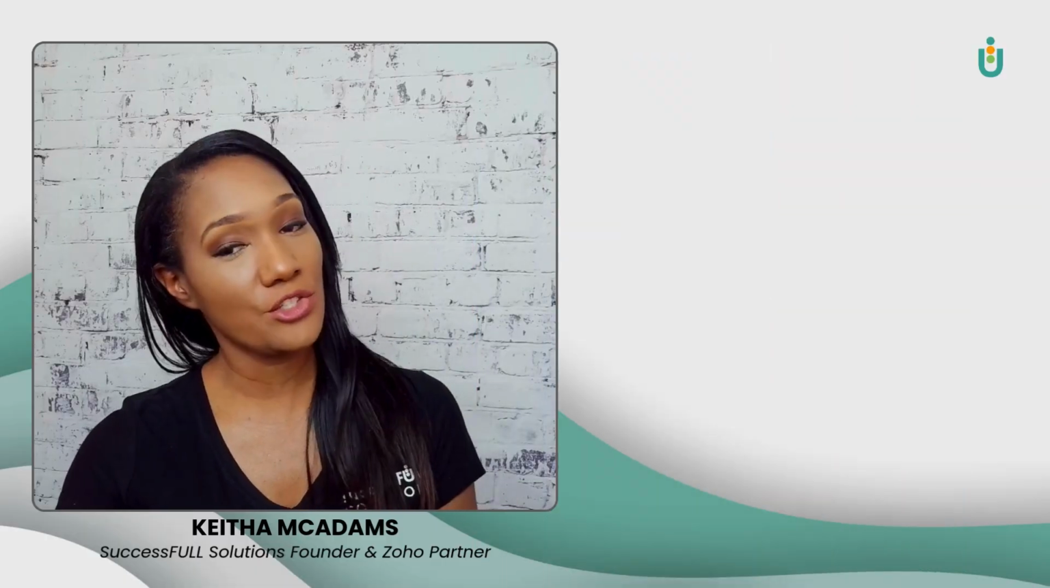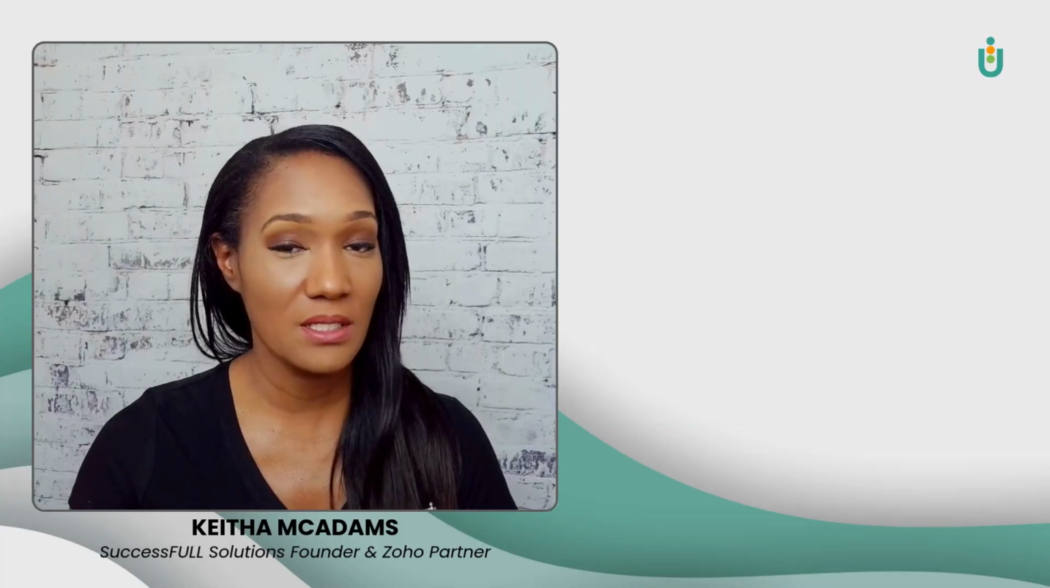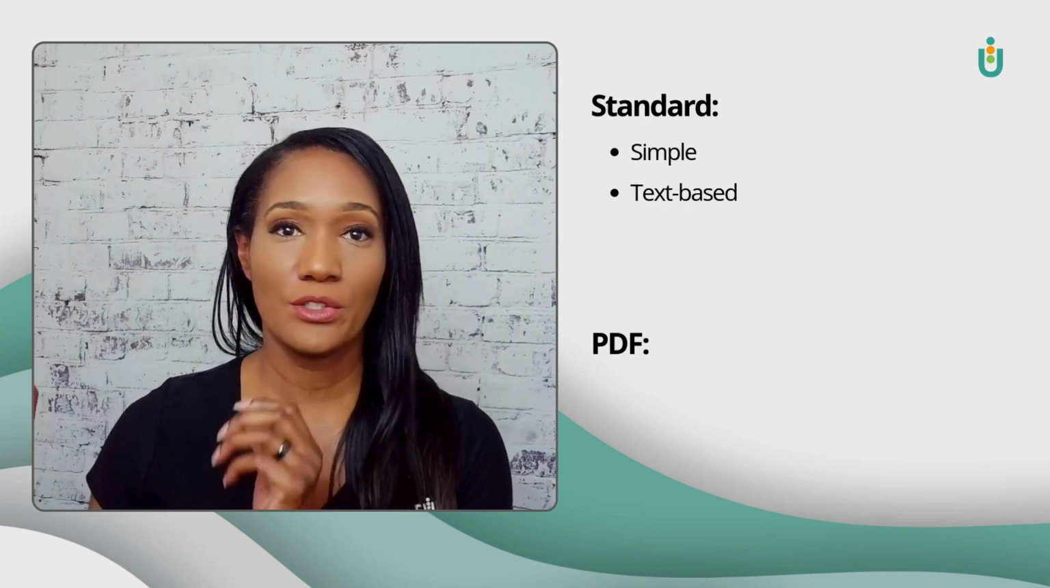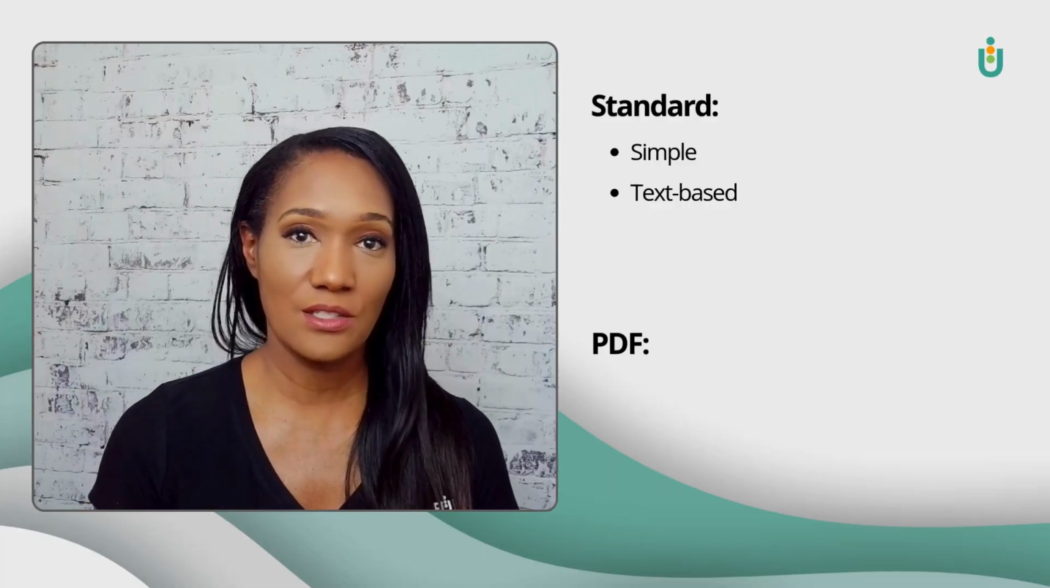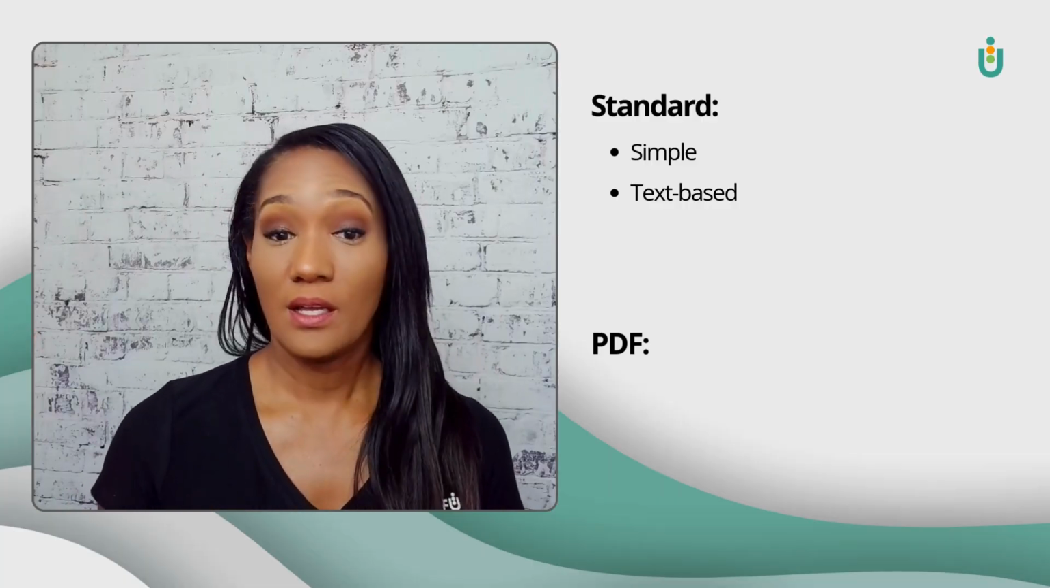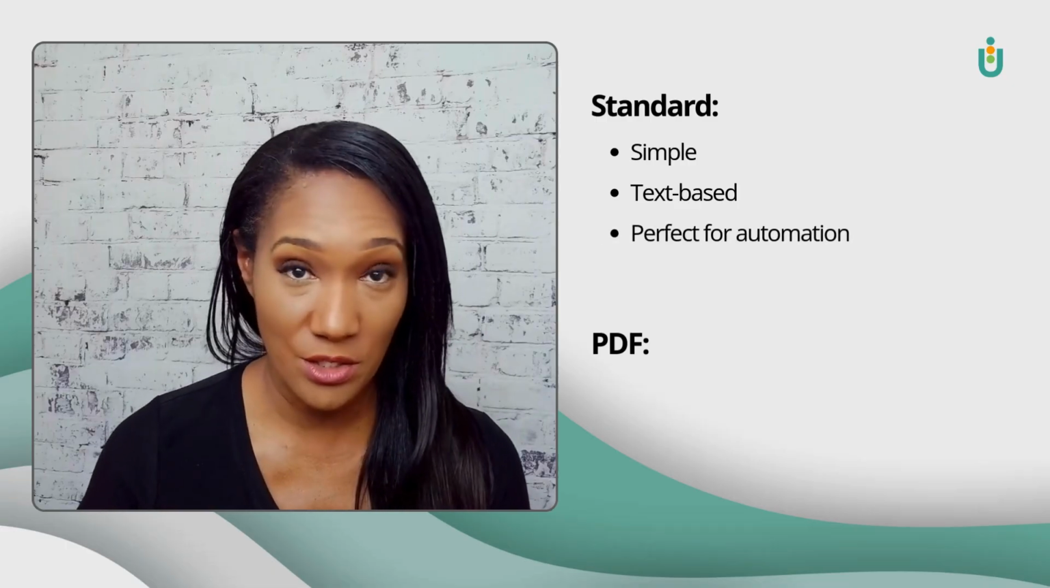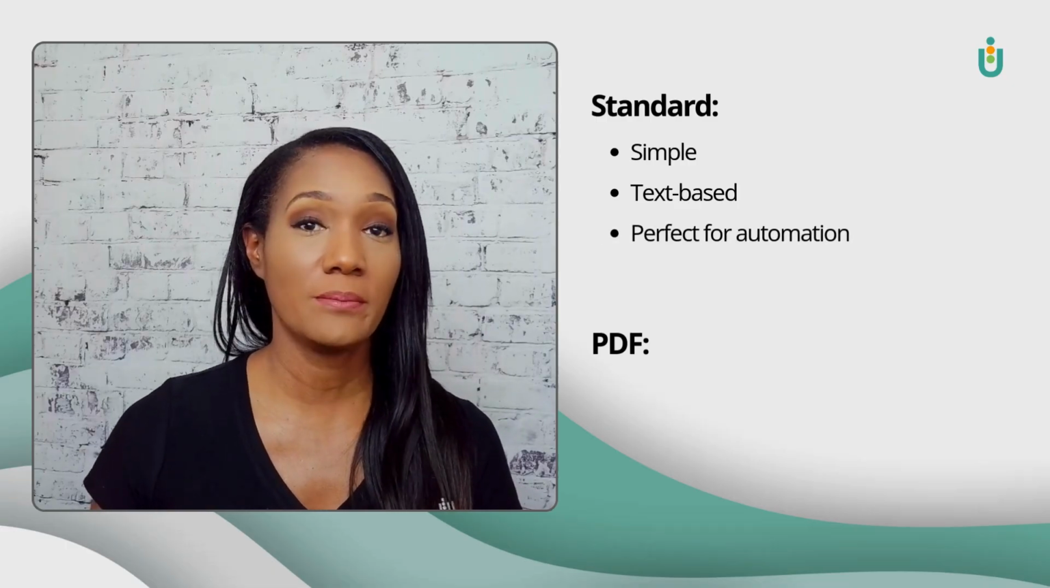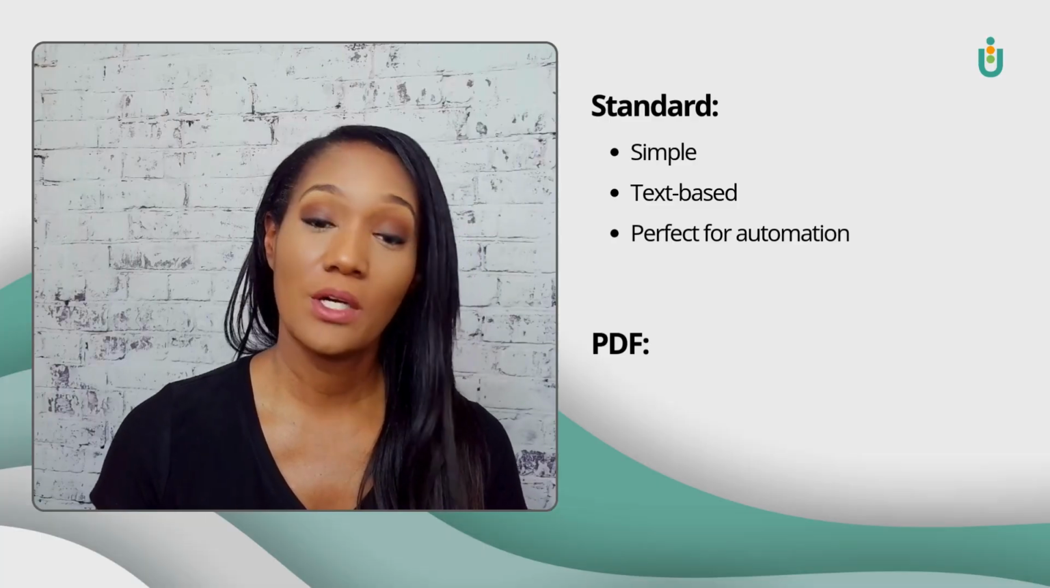Now, not all contracts are created equal. Here's where things can get a little interesting. There really are two types of contracts that my team deals with for our clients. There's the standard contract, and then there's a PDF contract. A standard contract, these are the type of contracts that are very simple. They're text-based. You're able to copy and paste the text into a document. They're perfect for automation because whatever fields you have in your CRM, they will easily plug into your contract.